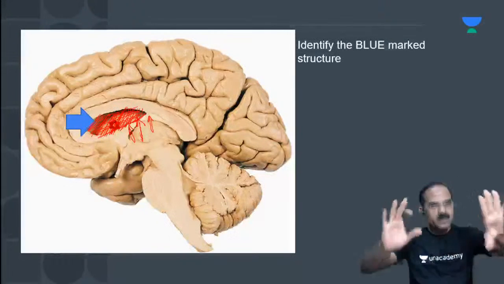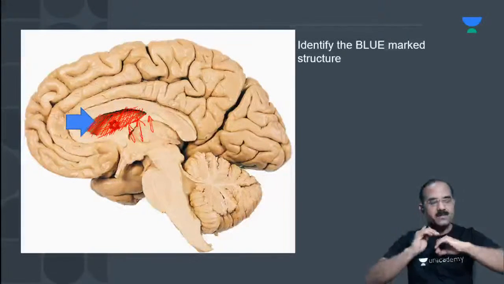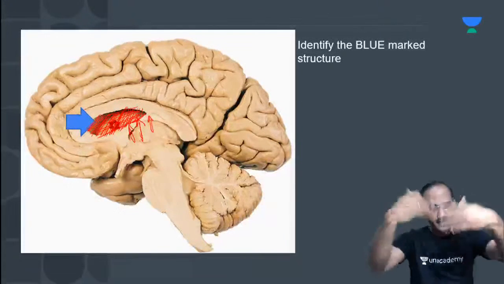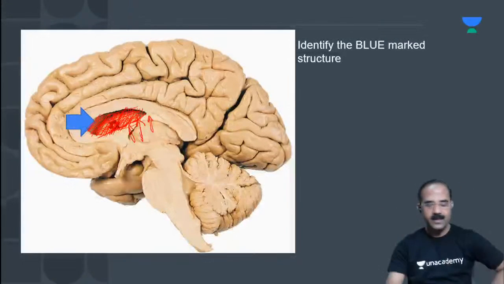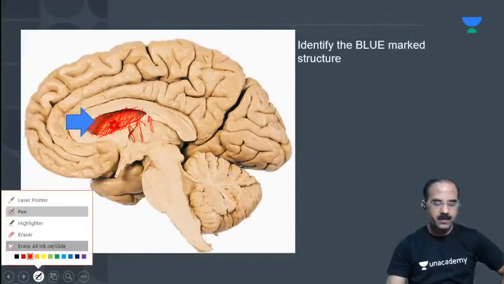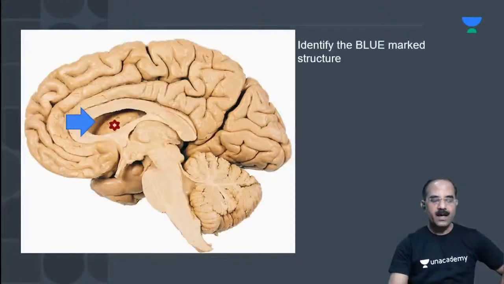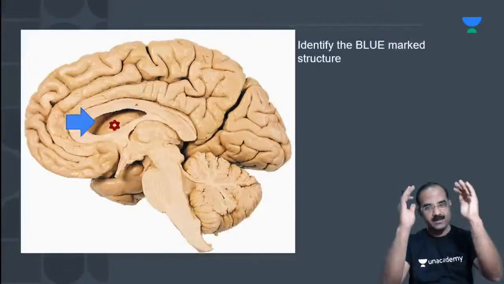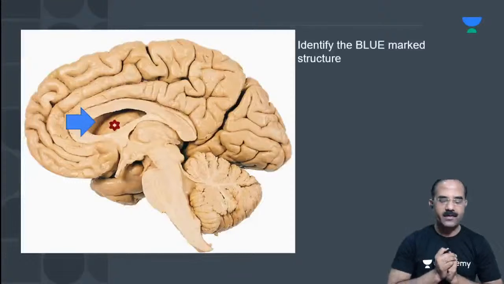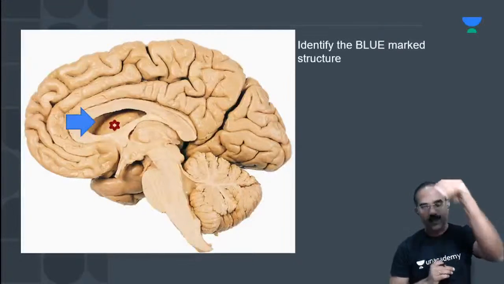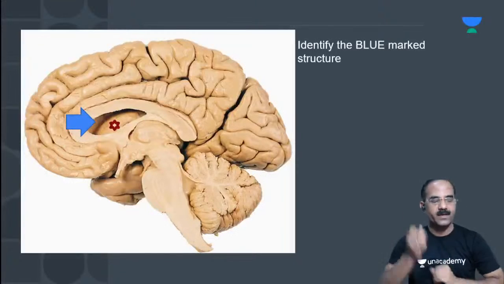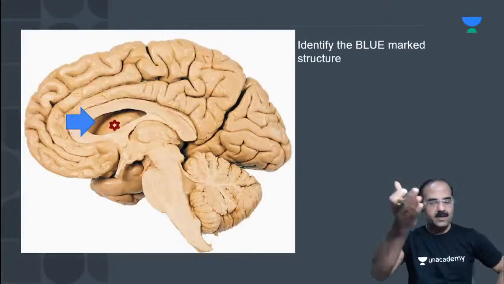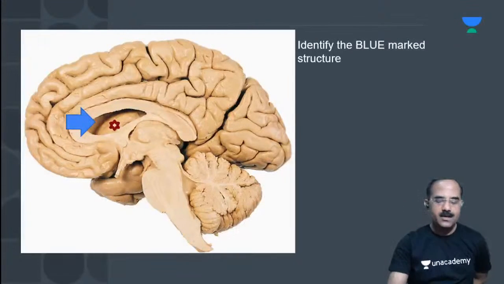Now if we break the septum pellucidum and we go laterally, we come into a very big cavity of the brain. And what is this big cavity here? That's the lateral ventricle. So the blue pointer is pointing into the lateral ventricle. Clear? All of you, are you following this? So this cavity is the cavity of the lateral ventricle.